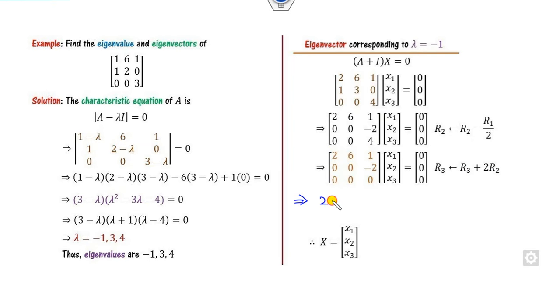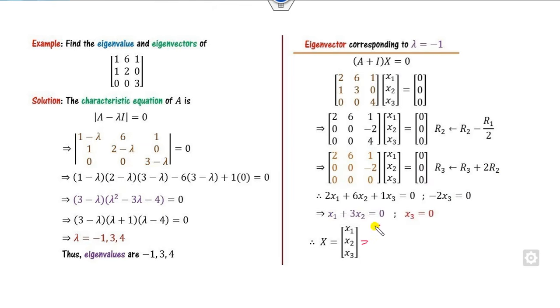Now you can write this expression as 2x1 6x2 plus x3 is equal to 0, and the next one is minus 2x3 equal to 0. So from here we will get x3 as 0. From here we will get x1 as minus 3x2, because x3 is 0, so I can find the value of x1 and x3 here.